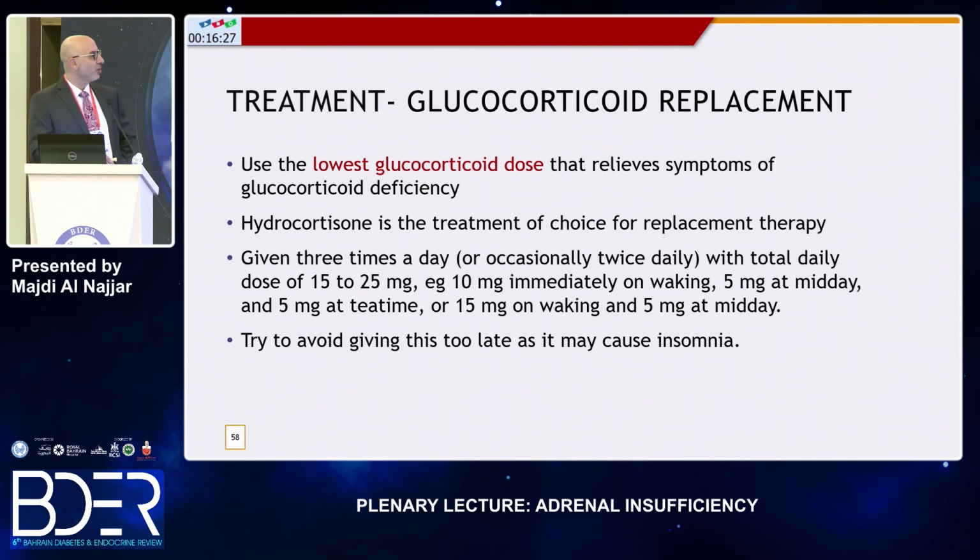When we give steroids, we need to give the lowest possible dose, preferably hydrocortisone. Typically, we give it 2 to 3 times daily, between 15 to 25 milligram. For example, 10 milligram in the morning, 5 at noon, and then maybe another 5 milligram at 4 p.m. And don't give it too late because the patient can get insomnia.